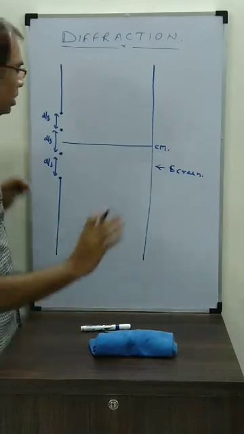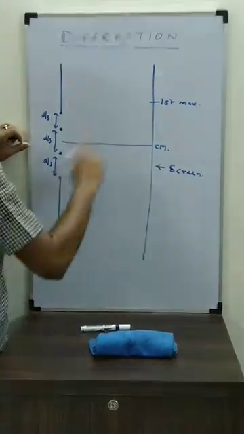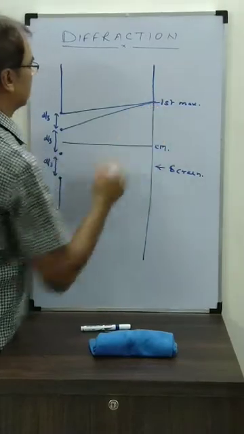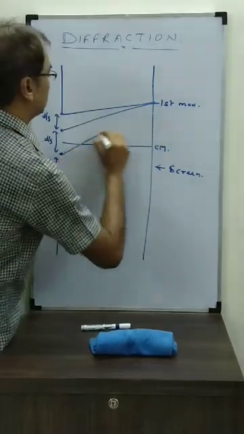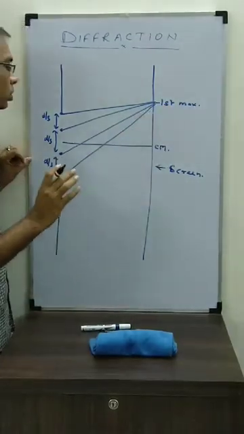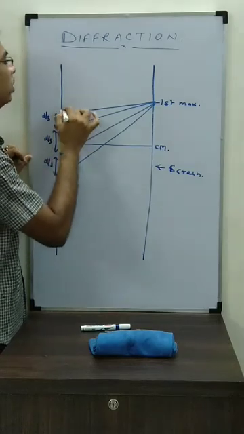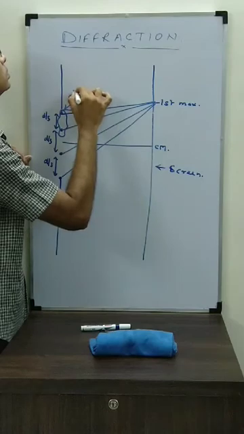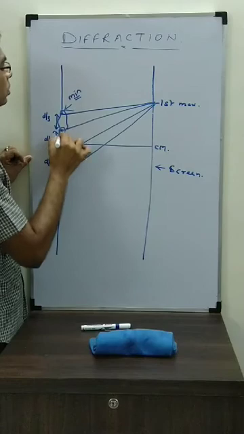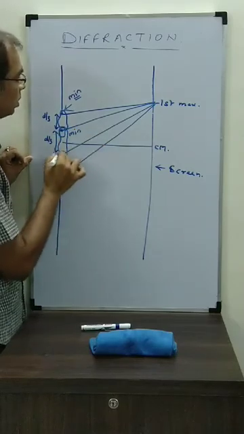Now what is the concept? If I say somewhere here is first maximum, and we take the rays from each one, this one, this one and this one. So the concept is, this zone will produce minima here. This zone also will produce minima here. And this zone will produce maximum.